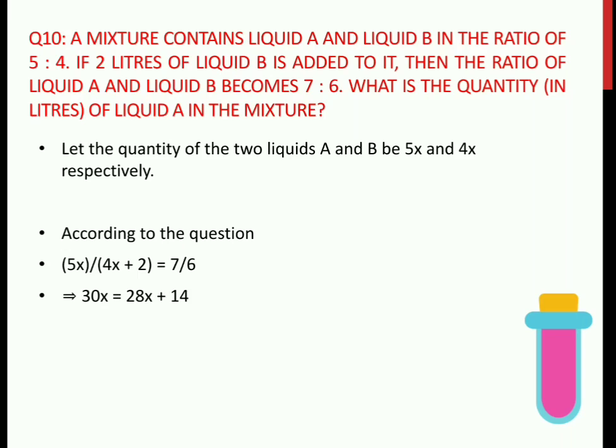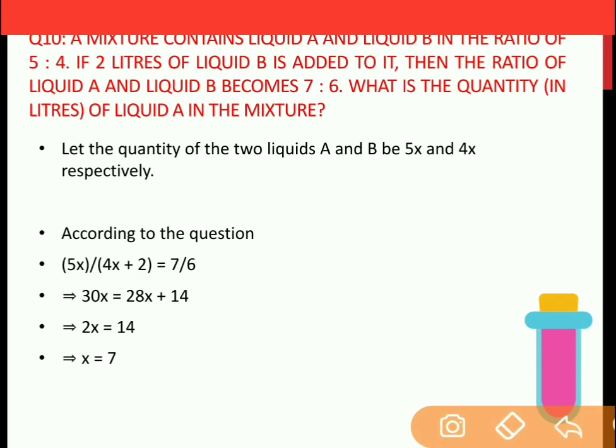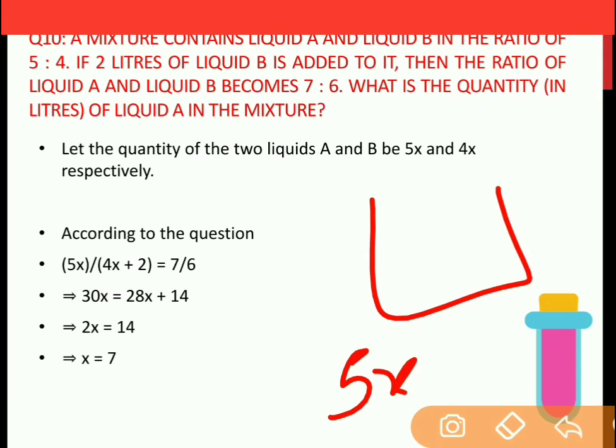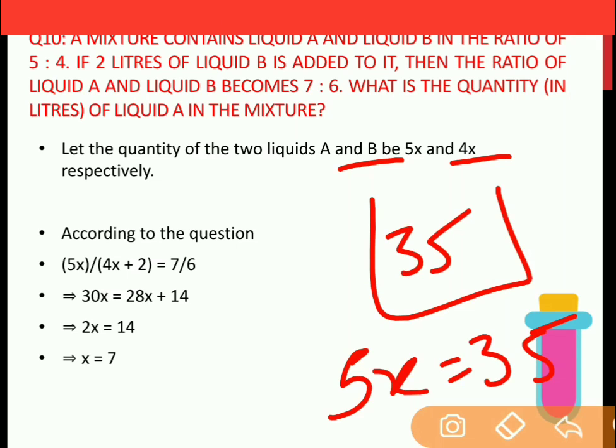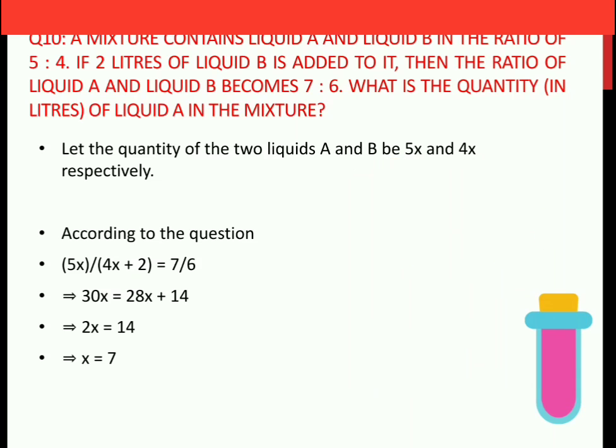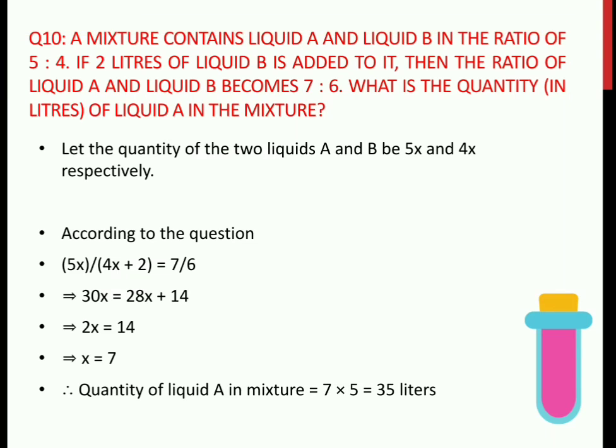Now from this cross multiplication, we can find out the value of x, and x is equal to 7 liters. It means the mixture contains 5x liters of liquid A, so 5 into 7 will be equal to 35 liters, and 4x of liquid B, so 4 into 7 is equal to 28. So the mixture contains 35 liters of A and 28 liters of B. Understood? So we need to find out what is the quantity of A in the mixture. So the quantity of A in the mixture is 5x, so 5 into 7 is equal to 35 liters.